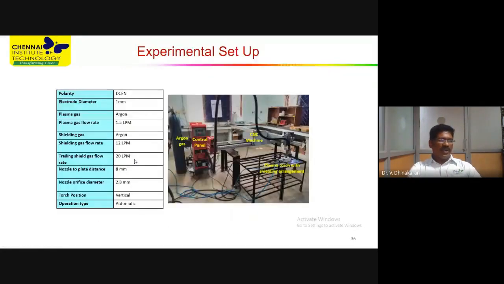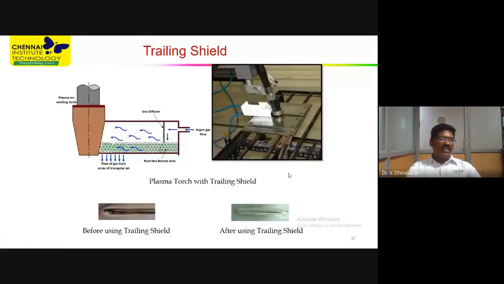Okay. So I told you, the molten pool has to be properly protected. If it is not properly protected, it will react with the environment, and that will not produce a sound weld. Hence, a trailing shield has been designed. It's a new trailing shield, which is going to be patented soon.